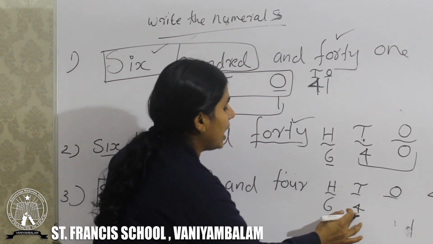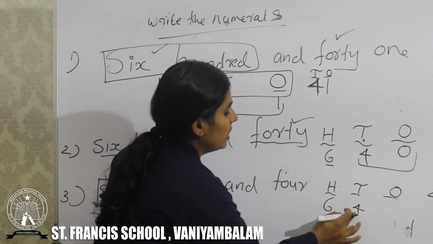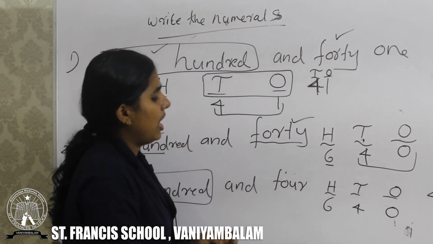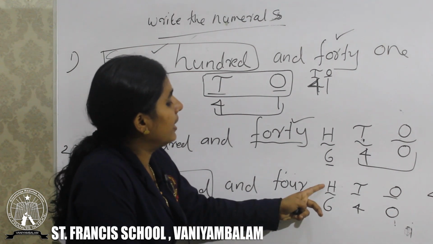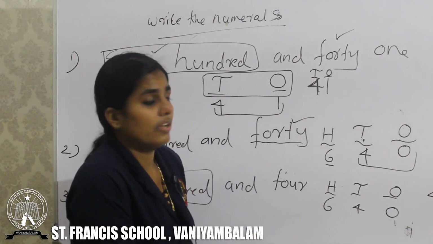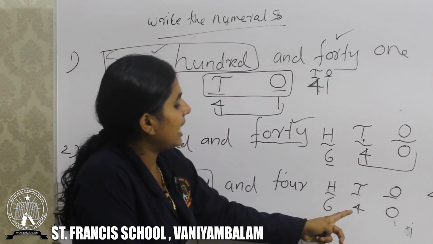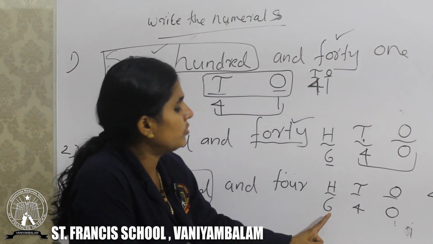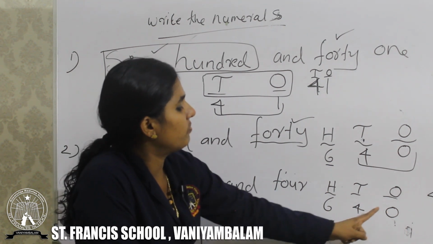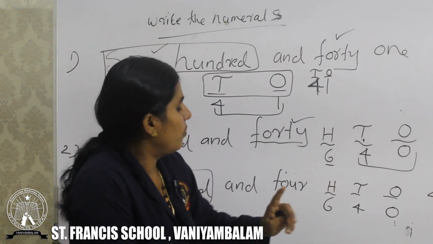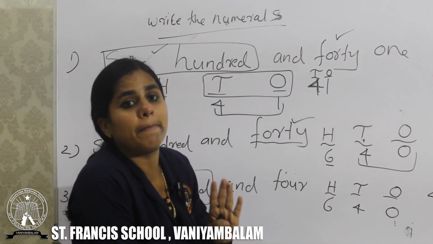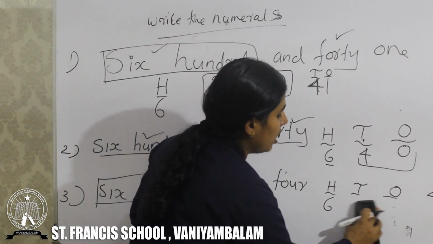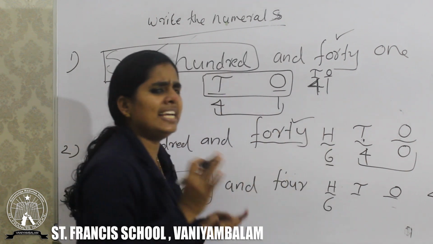Look here, suppose you write this way: in the tens place we write 4, then in the ones place we write 0. How to read this number? 640. In the tens place we wrote number 4, and in the ones place we wrote 0. That means 640. Your answer is wrong. We want only number 4. That means in which place do we want to write number 4? Ones place.